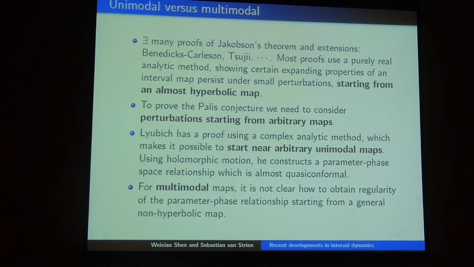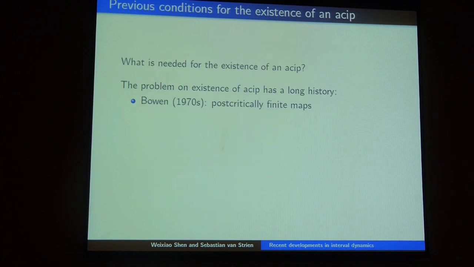The problem in the multimodal case is that the parameter space becomes high dimensional. So far it's not clear how to obtain the regularity of the parameter-phase relationship starting with a general map. If we start with a map with a very strong expansion, then some real method will work. But for the complex method, at this moment we don't know how to make it work.